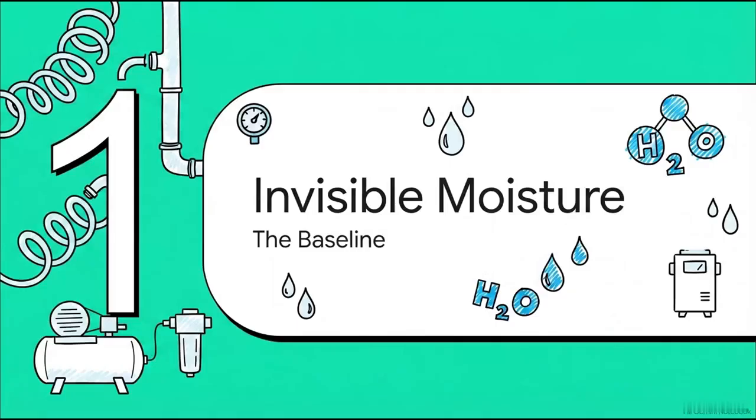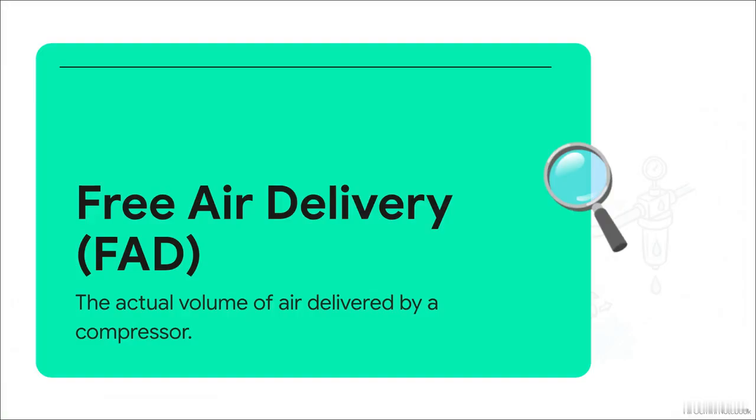Section 1. The invisible moisture problem. So before doing any math, we have to define our baseline capacity, which in this case is a standard 45 kilowatt compressor. Now, this size is incredibly common in medium-sized manufacturing. Our free air delivery, or FAD, which is really just the actual volume of air the compressor breathes in and delivers, is 7 cubic meters per minute. And we're going to place this compressor in a very average environment, a mild 20 degrees Celsius day with 50% relative humidity. Nothing extreme, just a standard Tuesday on the factory floor.